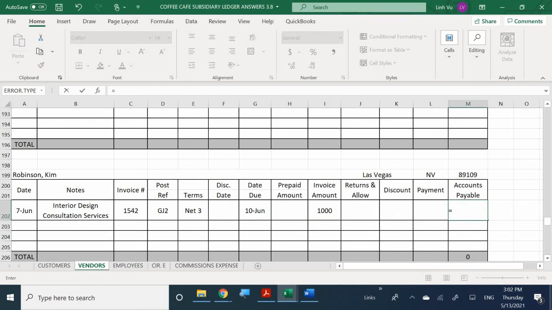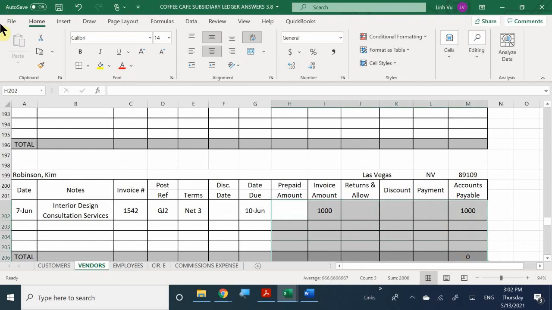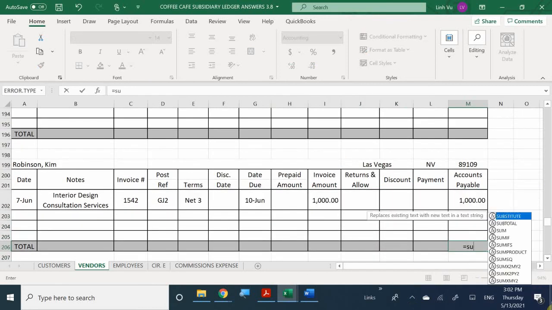Because we didn't make any payments or get any discounts, right? She didn't give us any discounts. So here, if we apply our formula, the invoice minus prepaid minus returns minus discounts minus payments, we owed her $1,000. And of course, if you have the totals at the bottom, as you can see, it says 0. Let me format this first. So there we go.